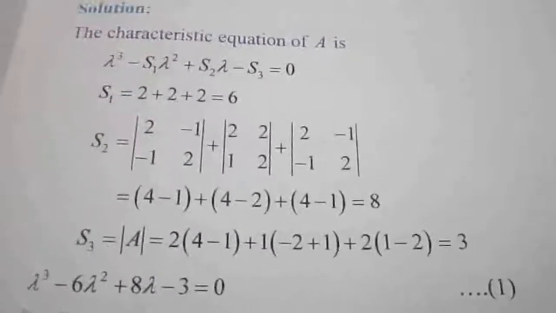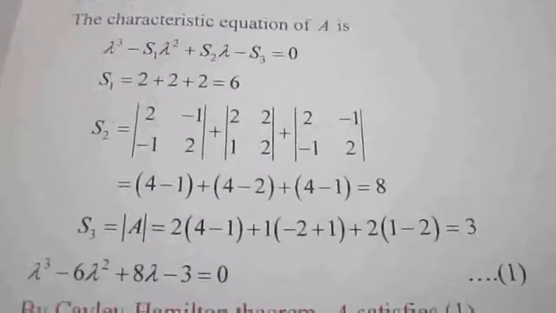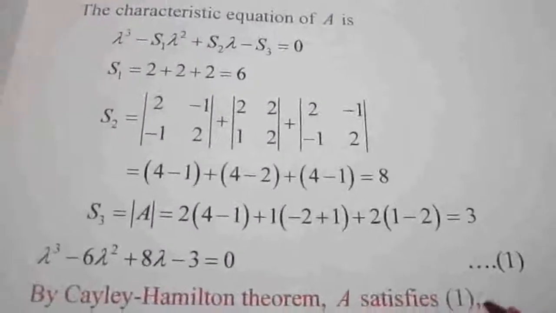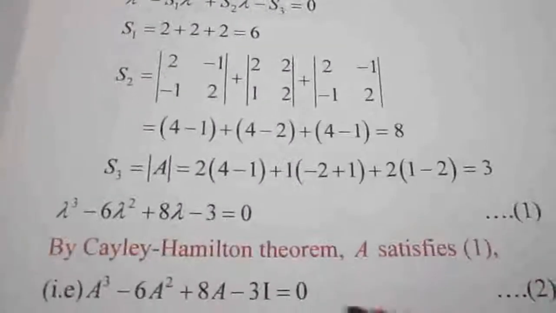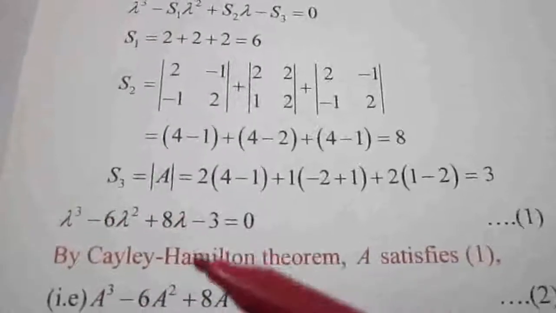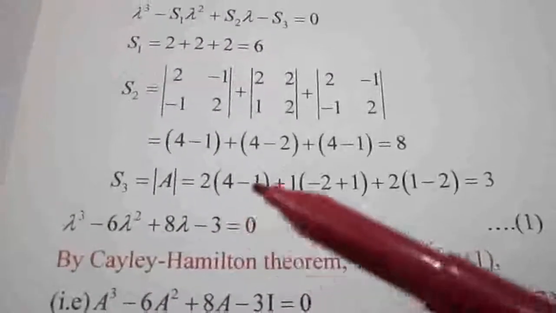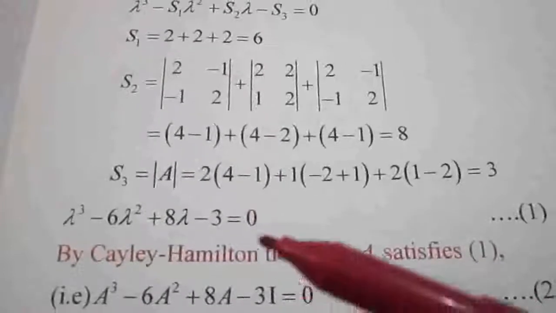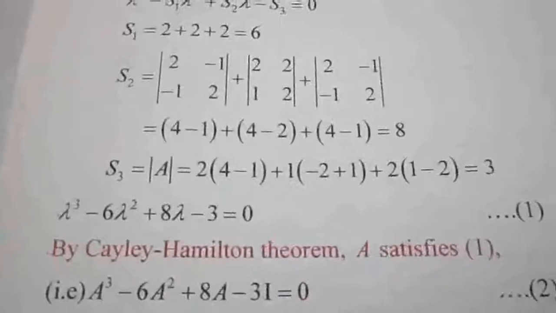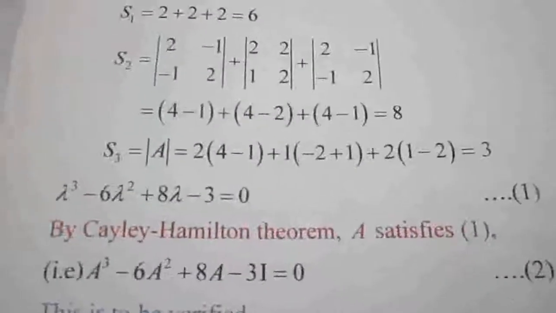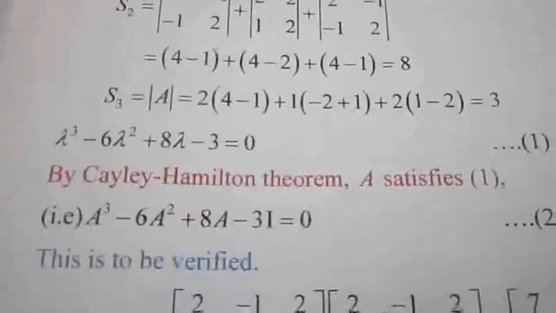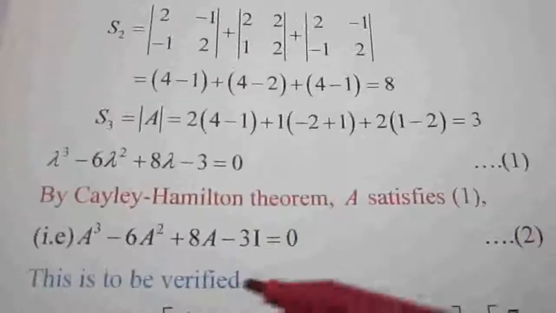So by the Cayley-Hamilton theorem, A satisfies equation 1. For lambda put A, so A cube minus 6A square plus 8A minus 3I equal to 0, because I is the identity matrix. Take this as equation number 2. But the question is, we have to verify the Cayley-Hamilton theorem, so this is to be verified.